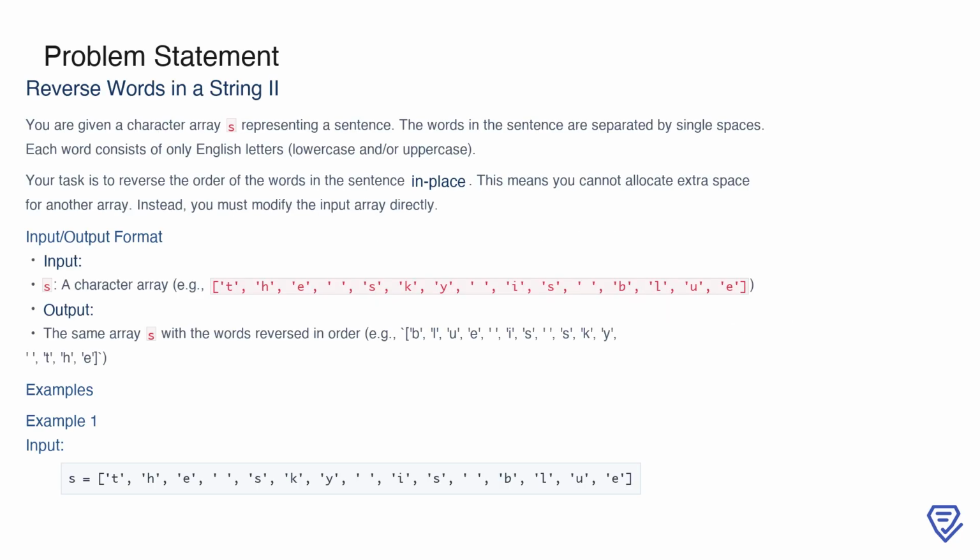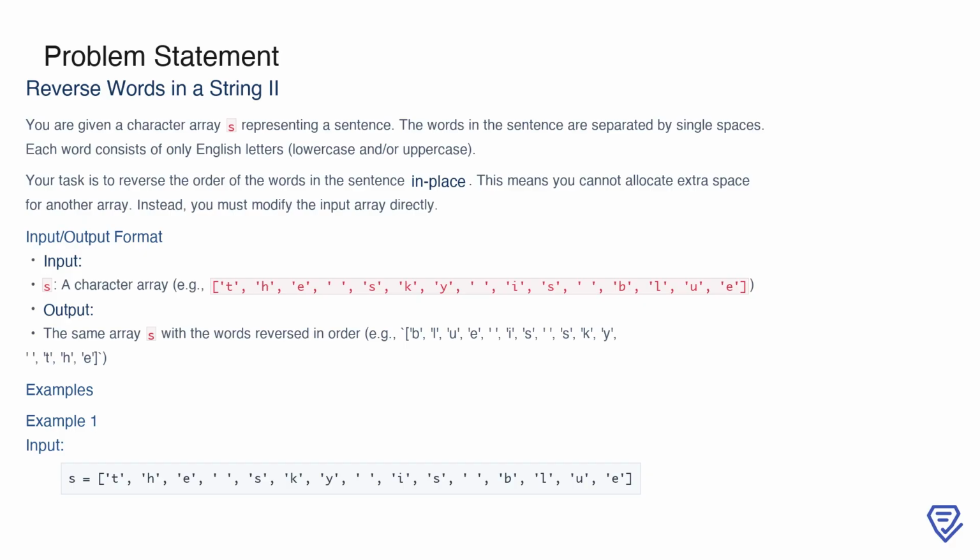In this problem, we are given a character array S that represents a sentence. The sentence consists of words separated by single spaces, and each word is made up of only English letters, which can be lowercase, uppercase, or a mix of both. Our task is to reverse the order of the words in this sentence, but we must do so in place. This means we cannot use any additional arrays or allocate extra memory to store the result. Instead, we need to directly modify the input array S to achieve the reversed order.